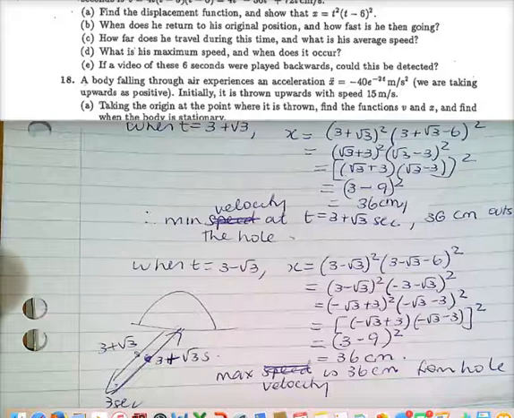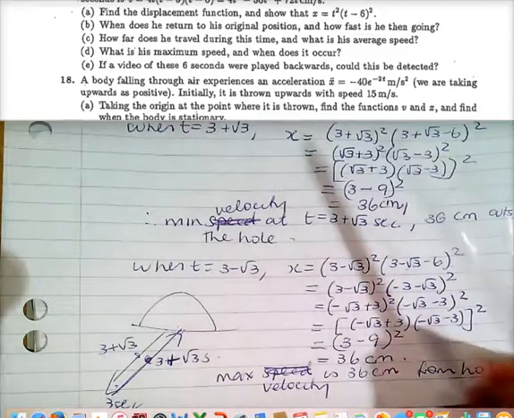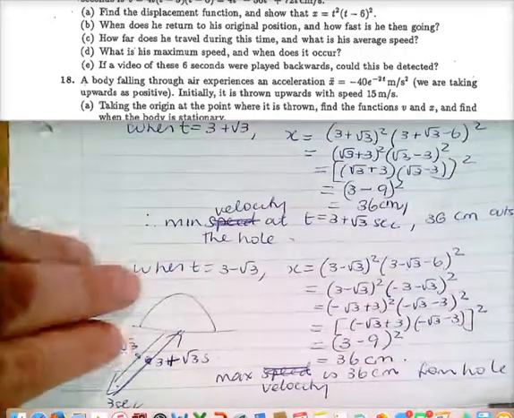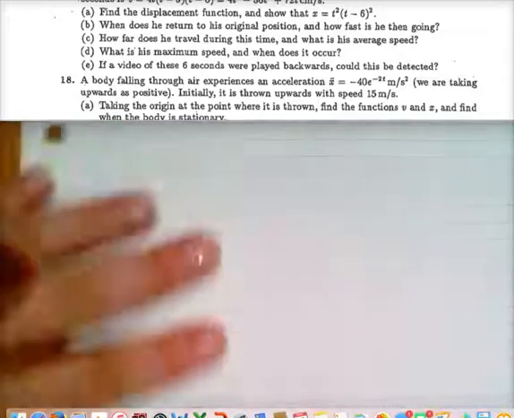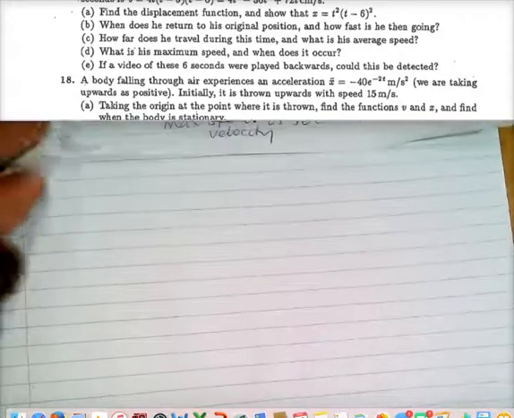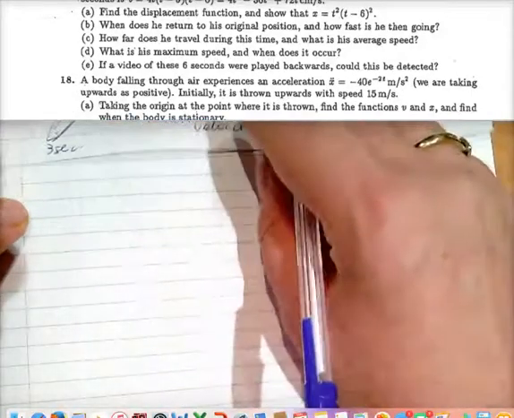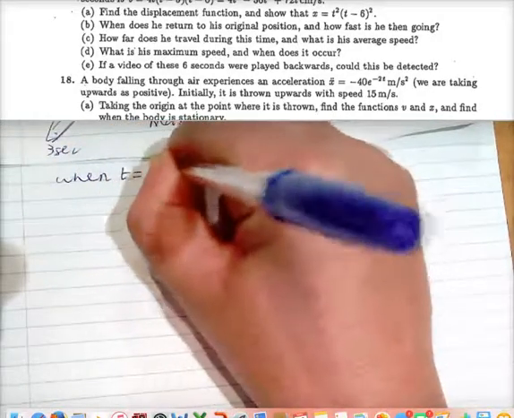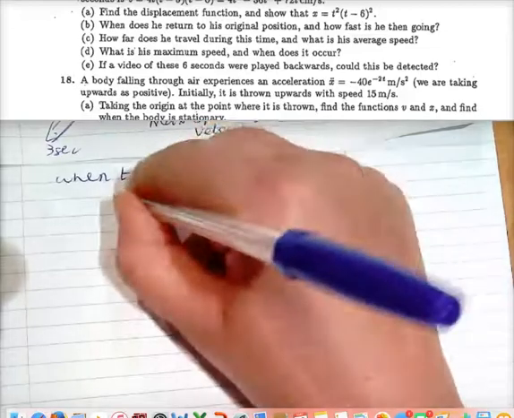Maximum speeds occur when t is 3 plus root 3 and 3 minus root 3. And it's when it's 36 centimeters from the hole. Sorry, I was looking at another question. So when t equals 3 plus root 3, what is the velocity?